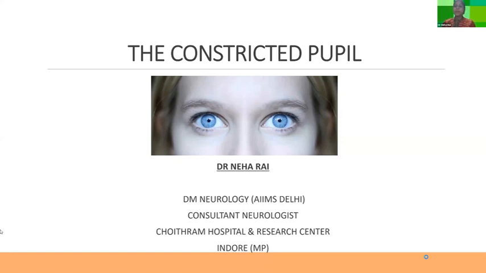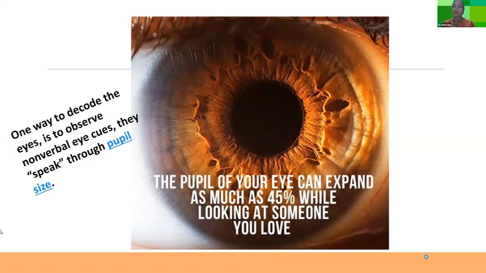given to me. I consider the pupil not just as a window, but as a filter through which we see the whole world. It is actually a filter because it regulates its size depending upon the perception of the light that it requires. It is used to increase the focus onto the retina. And one way to decode the eyes is to observe the non-verbal eye clues, and they speak through the pupil size. The pupil size is altered not only by the external stimulus, but also by the internal stimulus, especially emotions.